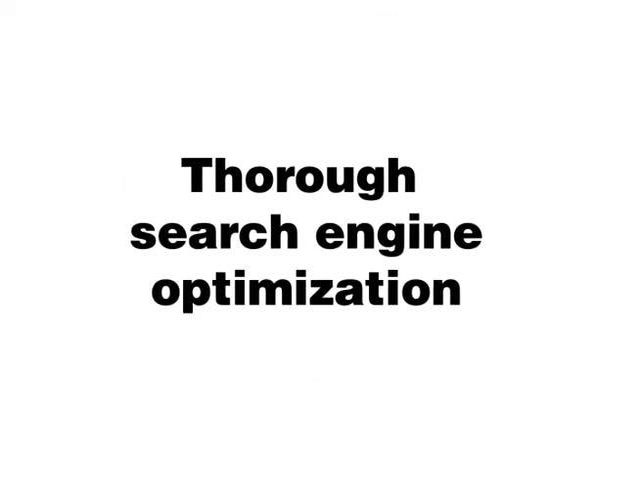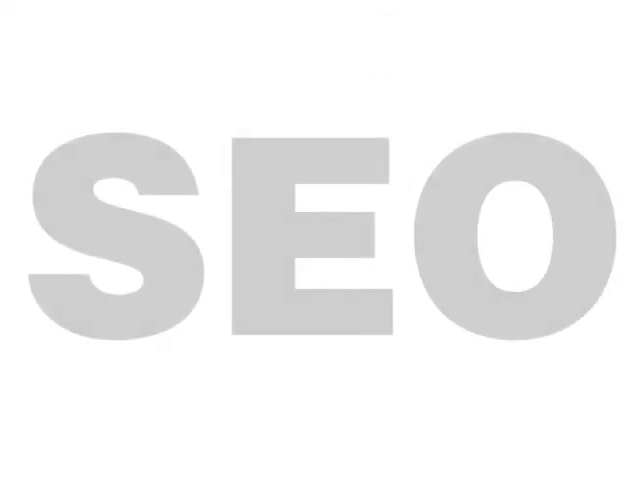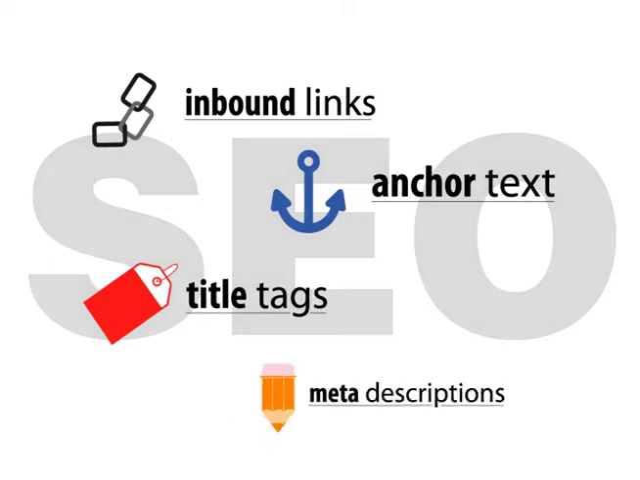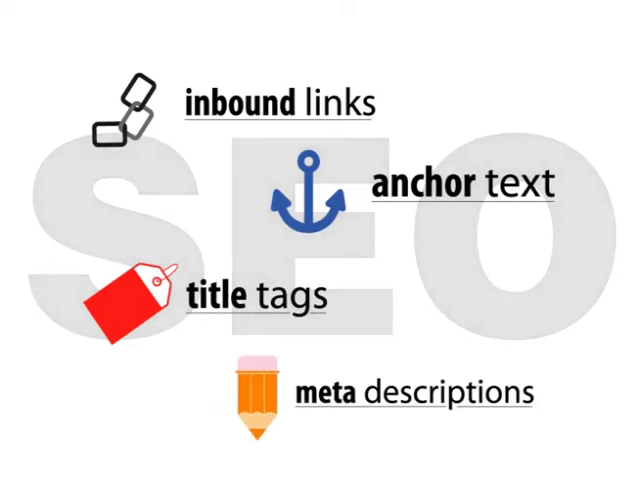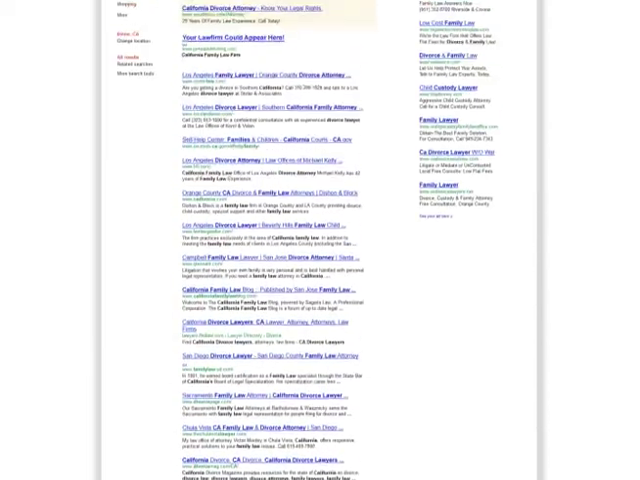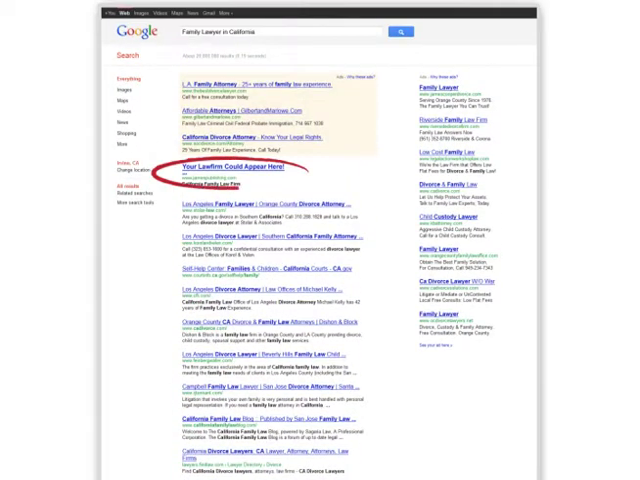1. Thorough search engine optimization, SEO, also known as the technical things invisible to a typical site viewer, like inbound links, anchor text, title tags, and meta descriptions. These are some of the website elements that Google and other search engines use to help determine how high you'll appear in the search rankings.